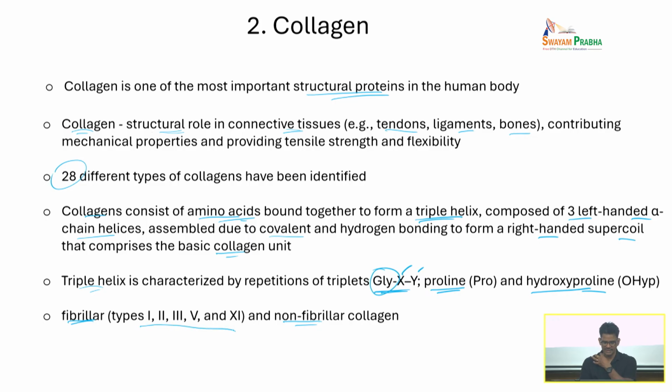So here you can see that out of these 28 different types, type 1, 2, 3, 5 and 11 are fibrillar and others are non-fibrillar. Whether it forms fibril or non-fibril depends on whether we retain the helical structure or not, whether we are breaking the hydrogen bonding that stabilizes the helix or not. Based on these molecular details, the type of collagen is different.